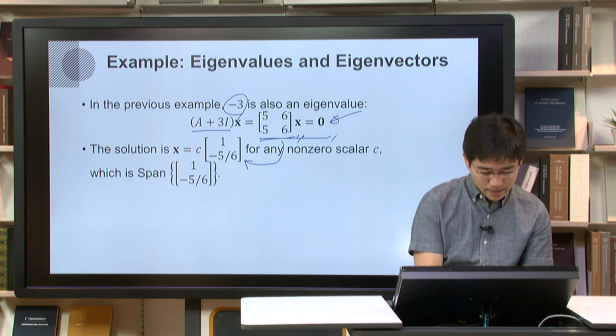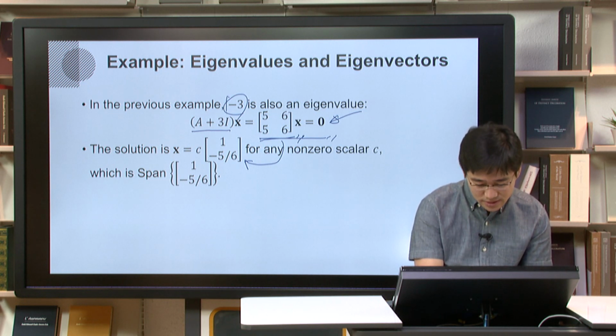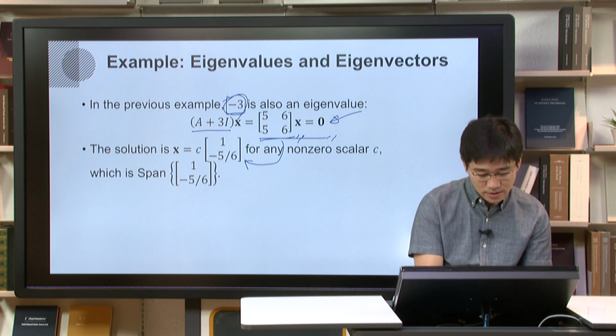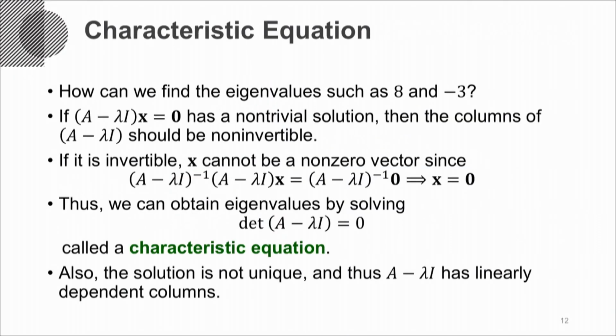Okay, similarly, the eigenspace containing all the eigenvectors corresponding to this lambda, which is different from the previous example, is the subspace spanned by this basis vector. Now the question is how we can find the eigenvalues such as 8 or minus 3. Those eigenvalues should guarantee that the corresponding linear system gives a non-trivial solution, which is our eigenvector.